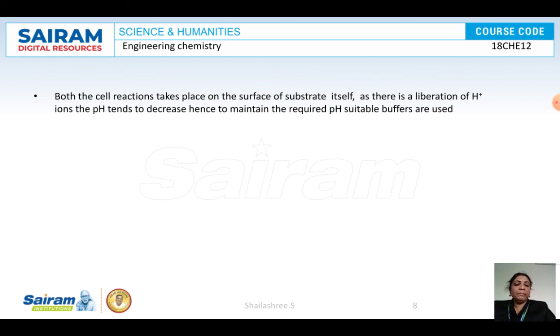As there is liberation of H plus ions in the process, the pH tends to decrease, so that is maintained by adding suitable buffer solutions. When H plus ions are released, what will happen? The pH will be reduced. So to maintain the constant required pH of 4 to 5, suitable buffer solutions are used here.